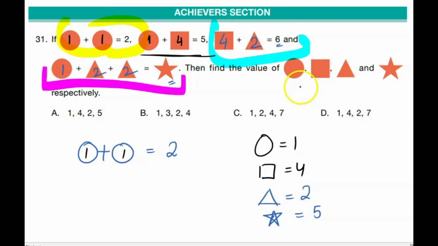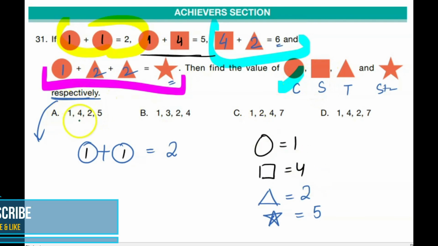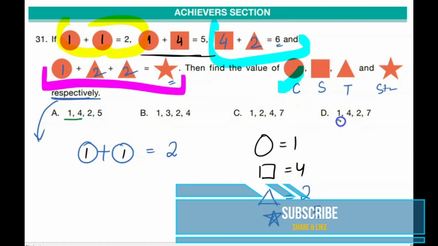Respectively, first we have to tell circle, then square, then triangle, then star. Okay? Circle, square, triangle, star. What's the meaning of the word respectively? Respectively means following the sequence. Which sequence do we need to follow? This sequence. We have to tell the value of circle first. So circle is 1. Every option is having 1 first. Then square. Square is 4. So 1, 4 and 1, 4.